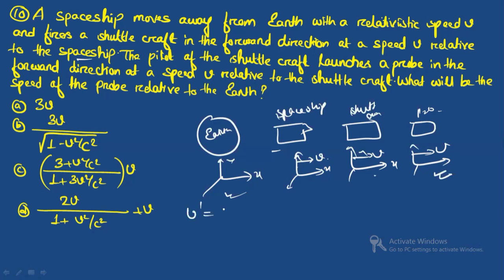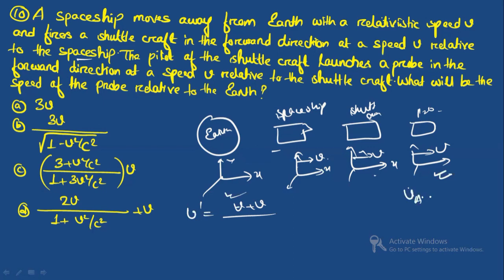So directly you can write V prime is equal to what? It will be V plus V, because you have to calculate with respect to the Earth. You will have velocities, no? V plus V. You can write it this way also. One more way is there. In that way also you can see.